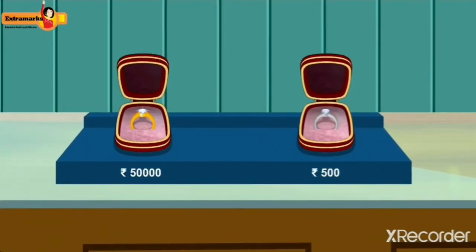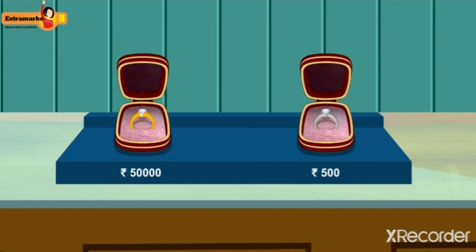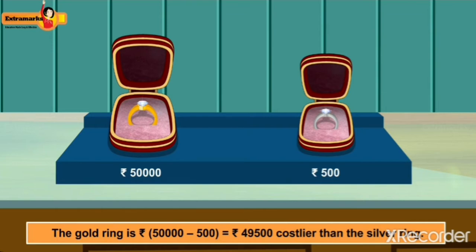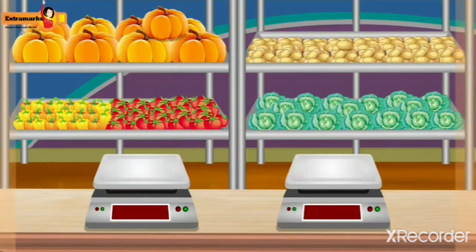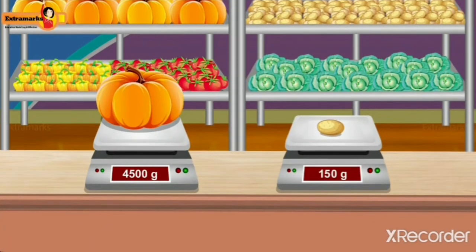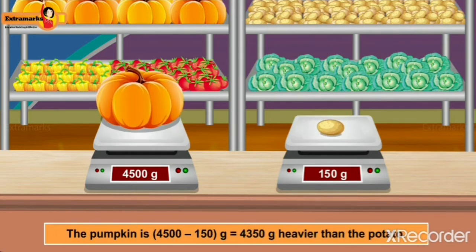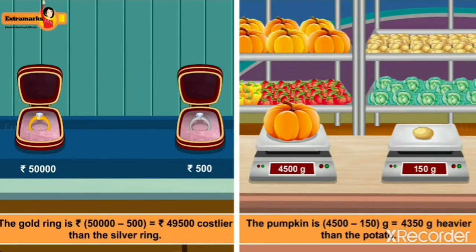Now, can you compare the prices of the gold ring and the silver ring shown here? On taking the difference of their prices, you will find that the gold ring is 49,500 rupees costlier than the silver ring. Consider another example. On comparing the weight of a pumpkin to that of a potato, by taking the difference, you will find that the pumpkin is 4,350 grams heavier than the potato. Do these differences show an appropriate comparison? No, because the difference is too large in both the cases.